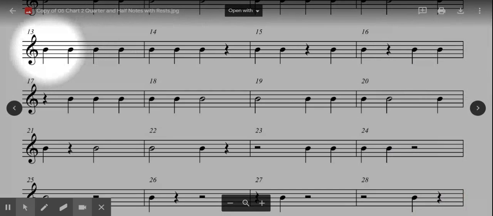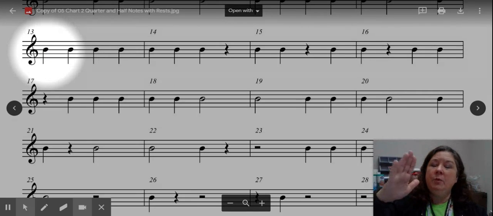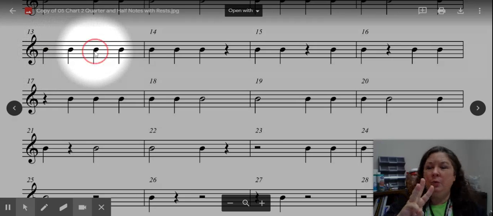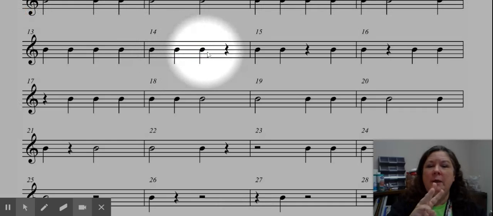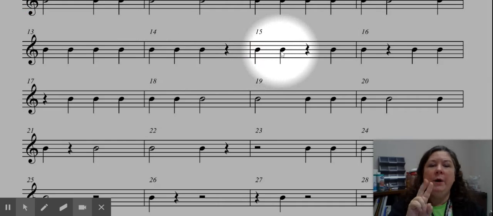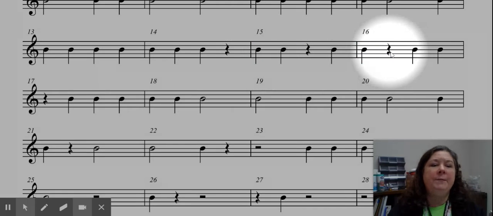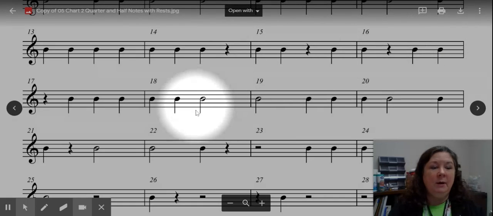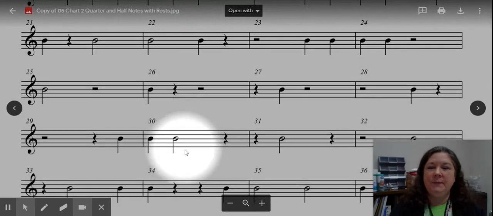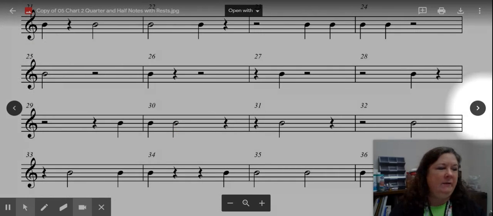Here we go. Sit tall. Down, up, ready, and count. 1, 2, 3, 4. 1, 2, 3. 1, 2, 4. 1, 3, 4. You're getting better at this. Congratulations. Next line we're going to do begins with measure 25.